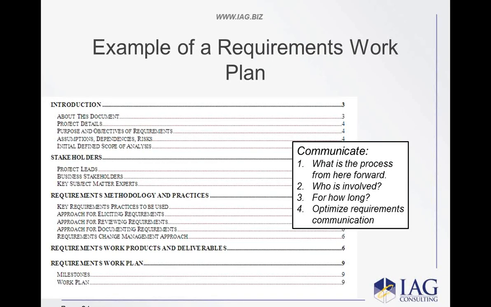Here is an example of a requirements work plan. For this one here, I think this was a $10, $15 million type project, something like that, right? And you've got to be communicating. Requirements work plans are all about communicating. What is it that you want to accomplish?